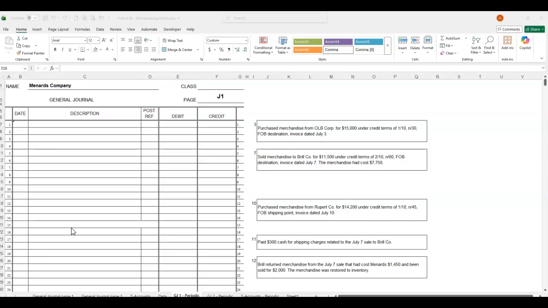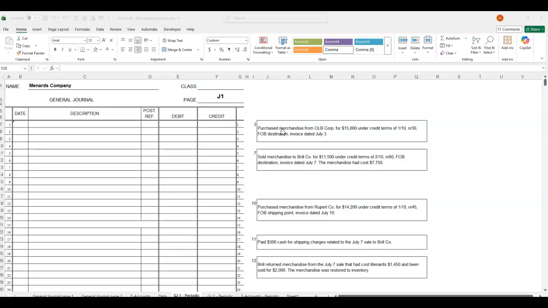Alright, this is a video to walk through the sales and purchases of merchandise using the periodic inventory method. The periodic inventory method doesn't record any changes to the inventory account or to cost of goods sold during the accounting period. All that happens when we close the accounts at the end of the period.